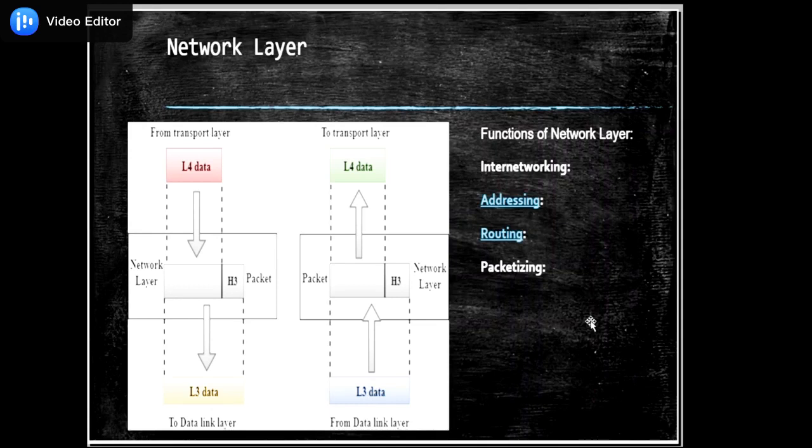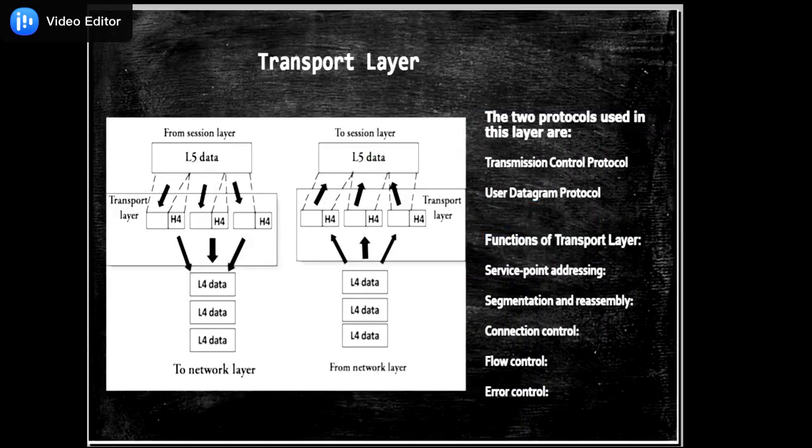Then we have to discuss the transport layer. The transport layer is layer number 4. It ensures that the messages are transmitted in the order in which they are sent and that there is no duplication of data. That is the role of the transport layer. The main responsibility of the transport layer is to transfer the data completely.